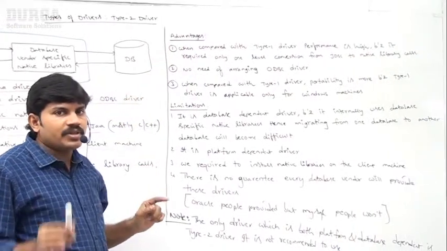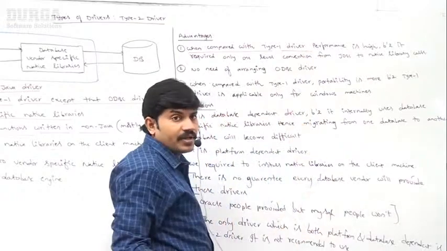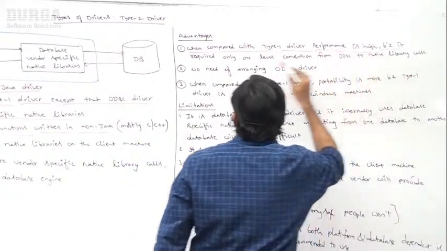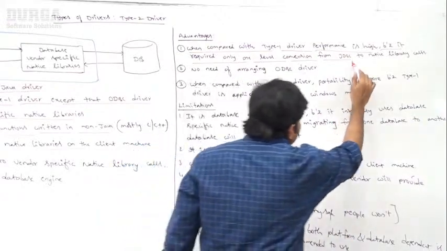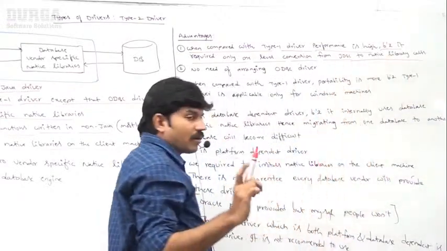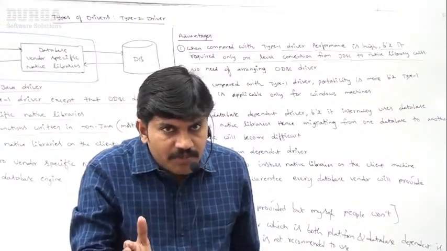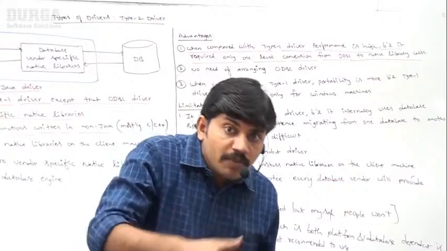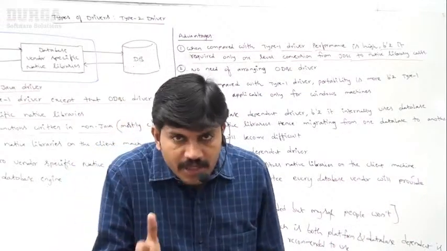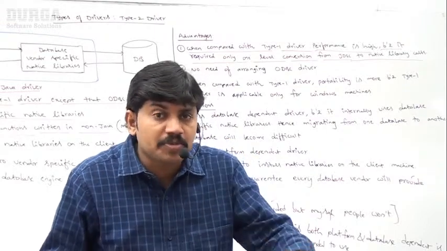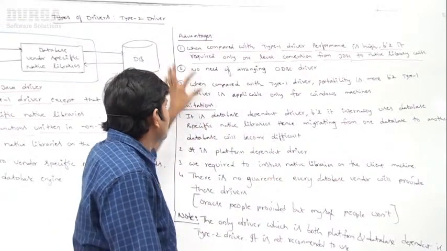When compared with the type 1 driver, performance is high because it requires only one level of conversion, from JDBC to native library calls. Have you remembered? In the type 1 driver, it is Java JDBC to ODBC, then ODBC to database specific. But in the case of the type 2 driver, JDBC calls go into database specific native library calls. One level conversion is enough. That's why performance is more.